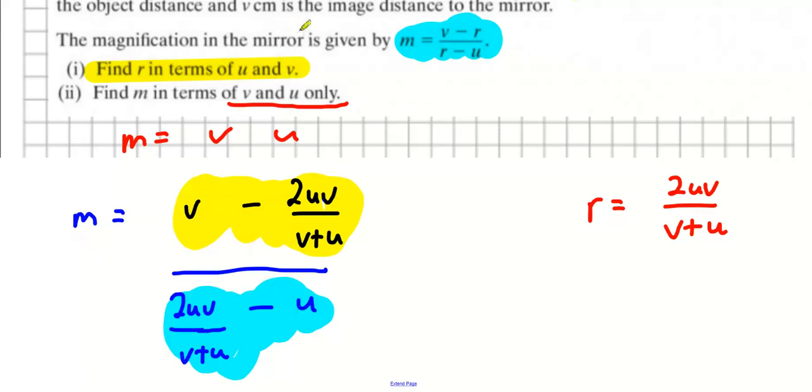Oh, yeah. If you read the question, it says, find M in terms of V and U only. You have to get M on its own. Currently, M is on its own, would you agree with that? But the problem is it has the letter R. So you have to sub out the R, because R is not included in the green right in there.